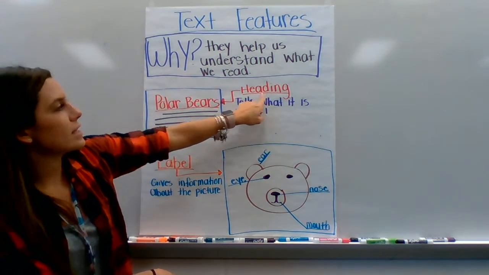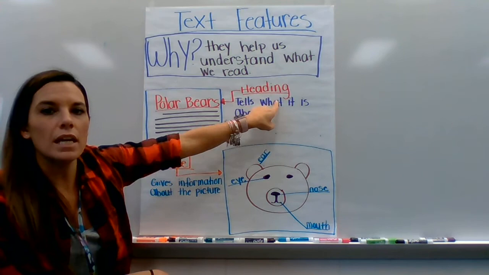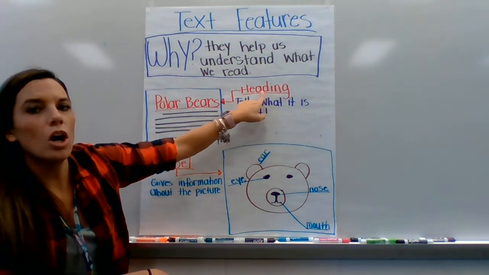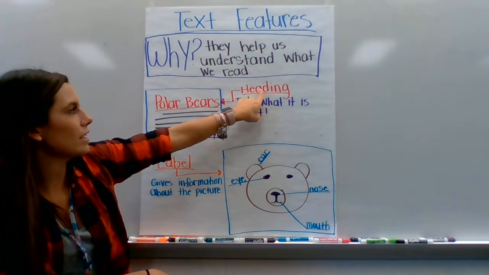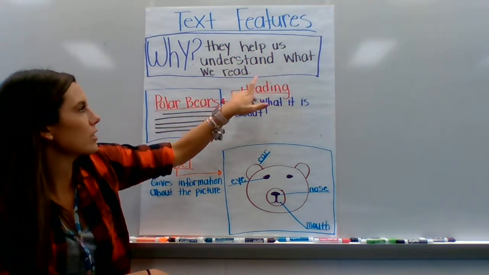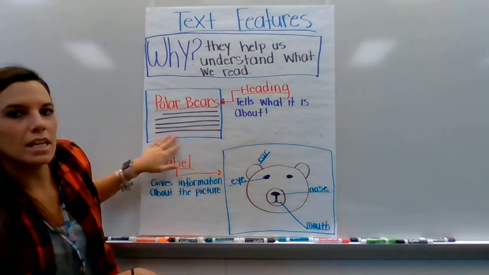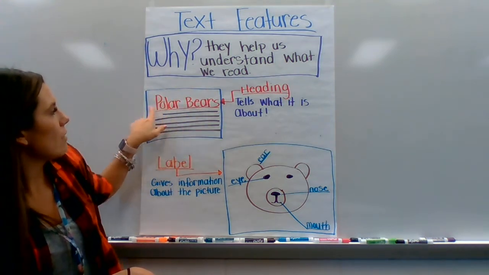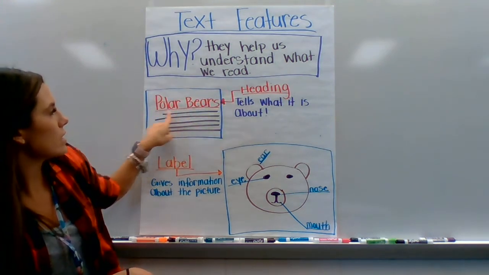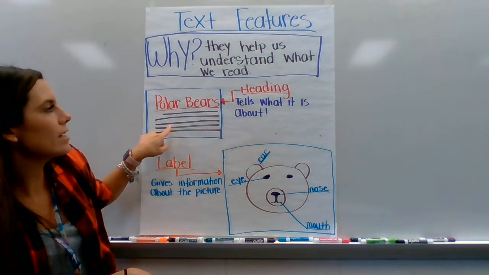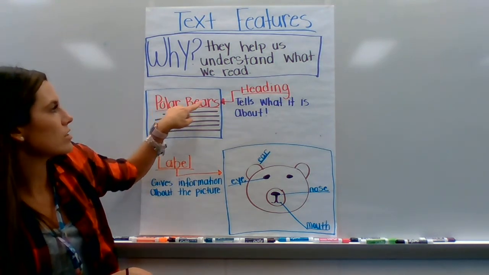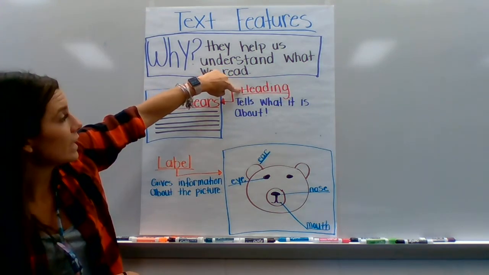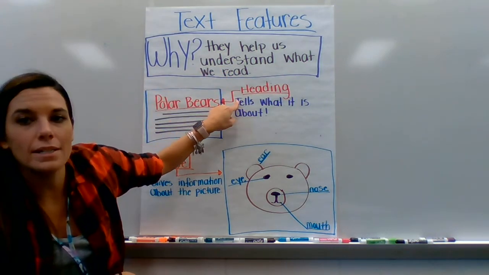The first one is the heading. So you'll see in the story that almost on every page, there is a heading. Heading, it's in big, bold letters, and it's underlined. This is just like an example. Let's pretend these are words. This is an example of a text, and it's pointing to here where it says polar bears. So the heading of this text is polar bears. What is a heading? Well, the heading tells us what it is about.